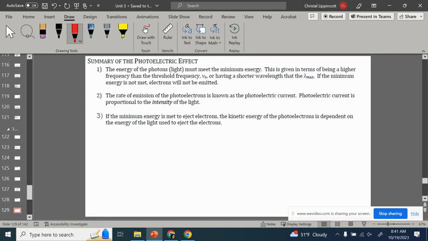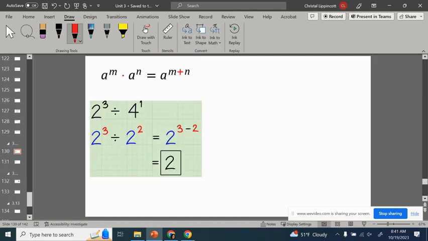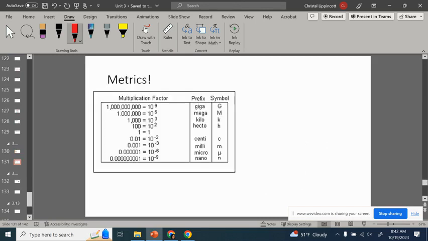The rate of emissions is then known as photoelectric current. It's going to be proportional to the intensity of the light. So the more photoelectrons you get, the more intense it is. Dim light bulb versus a bright one. And then if the minimum energy is met to eject those, then you can actually determine the kinetic energy of it. Again, physicsy. This is back when we had to do mental math. We don't have to do that anymore. Thank you, God.